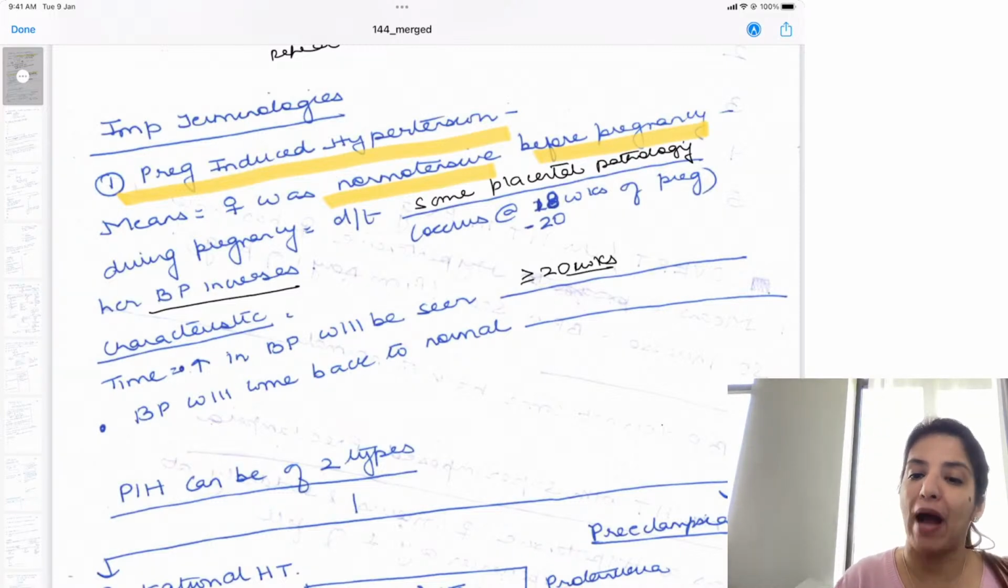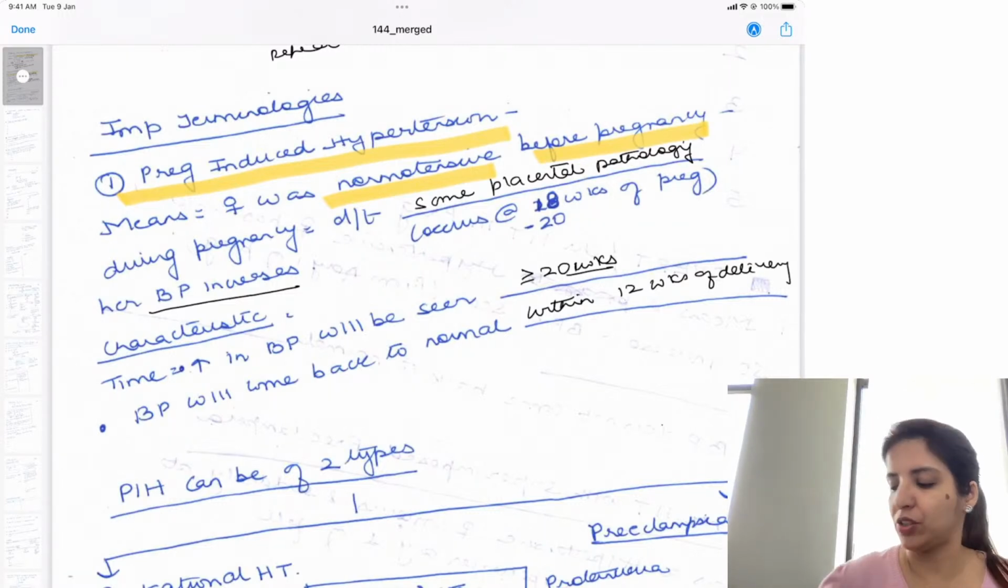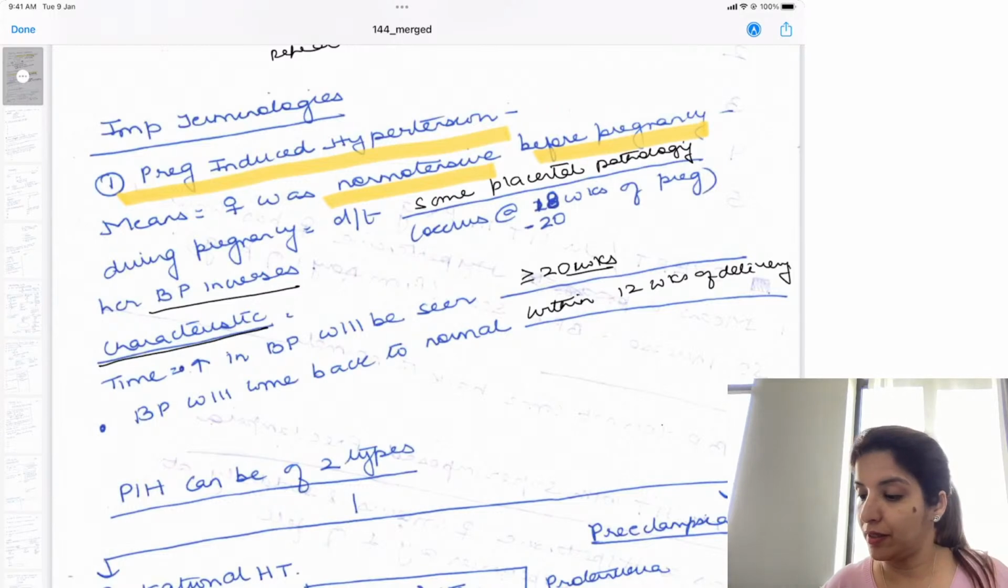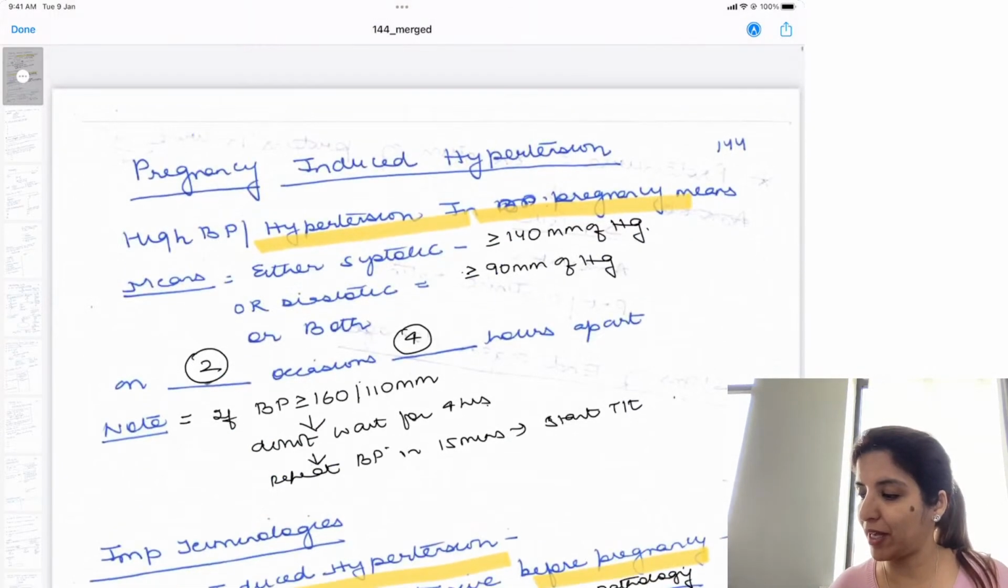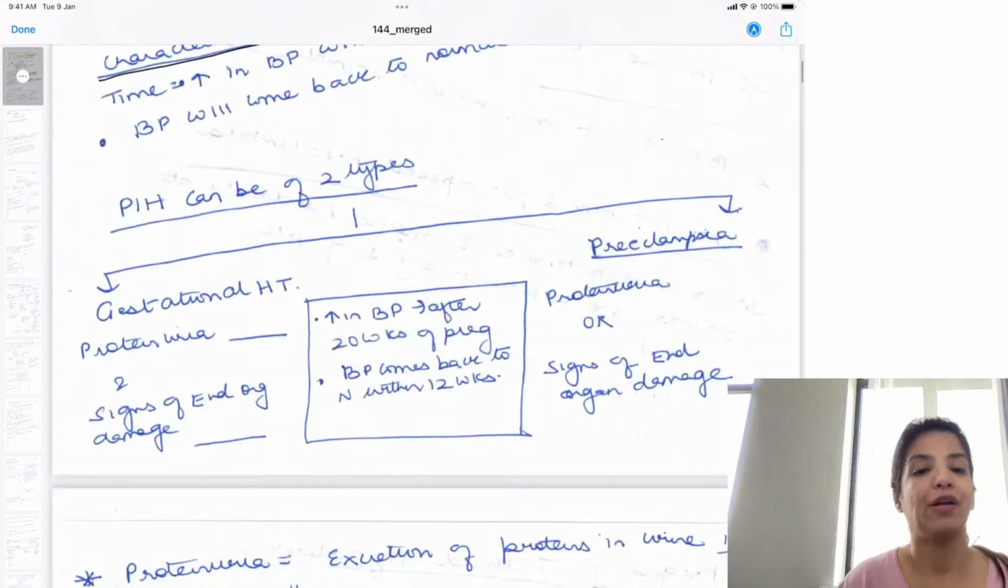And BP will come back to normal within 12 weeks of delivery. So these are two very important characteristics of pregnancy-induced hypertension. Page number, the very first page is 144, right?